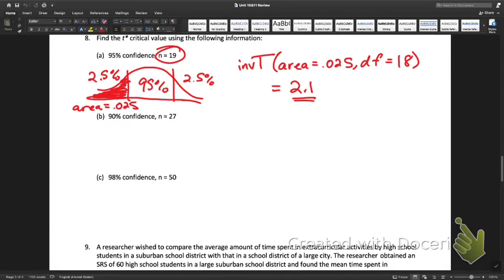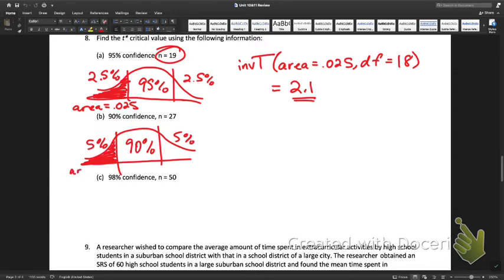All right, next one. 90% confidence with a sample size of 27. So I've got 90% in the middle. That means I have 5% on either side, which means I have an area of 0.05. My area here is 0.05.